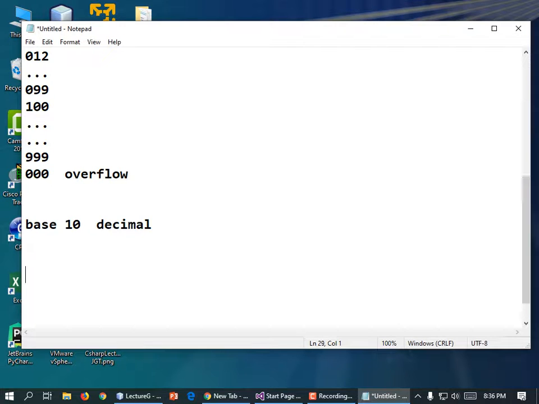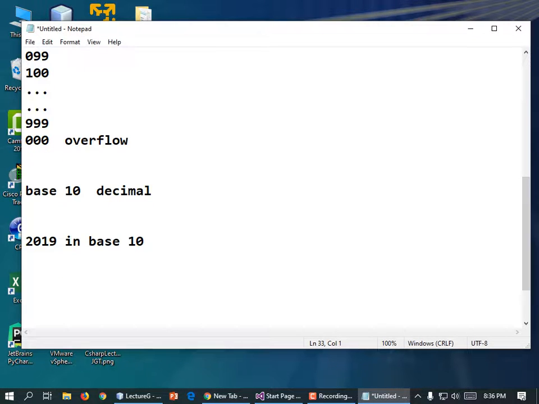So what if we have this number here, 2019 in base 10? What does that really mean? This is place values. That's the ones place. That's the tens place. That's the hundreds place. That's the thousands place. And there's a reason for me saying this stuff, because I know you know it, but we're then going to apply it to other counting systems besides base 10.